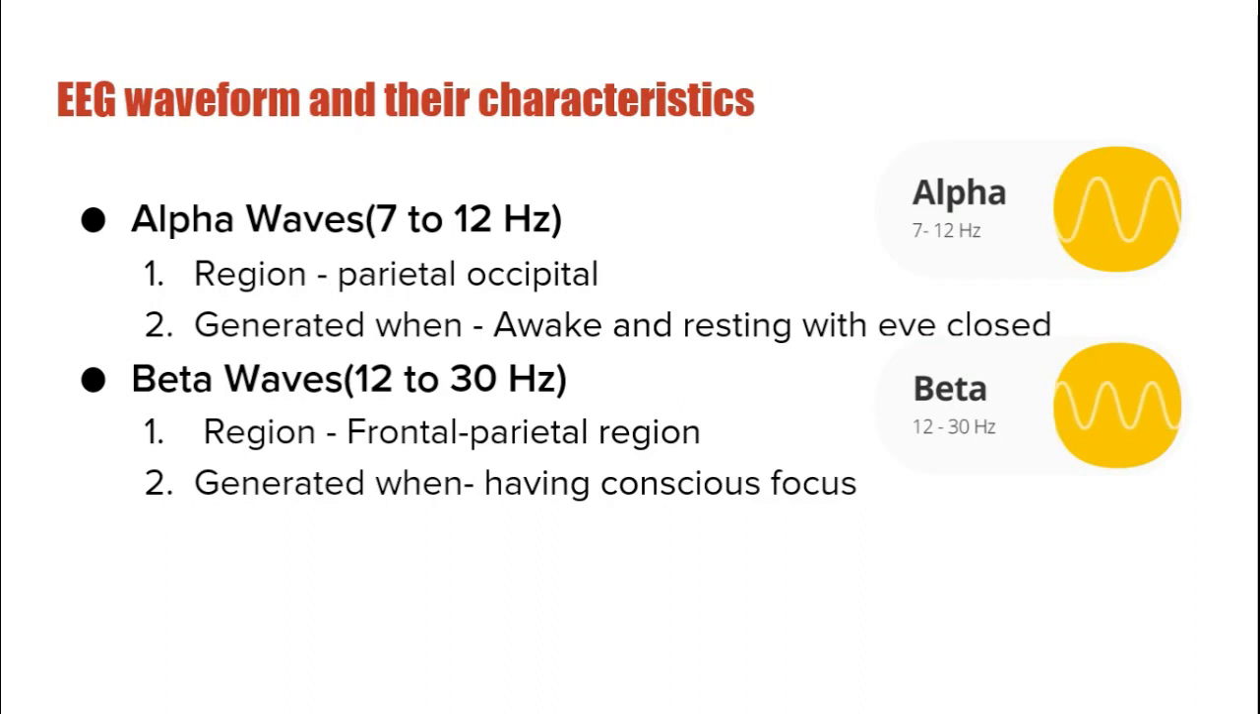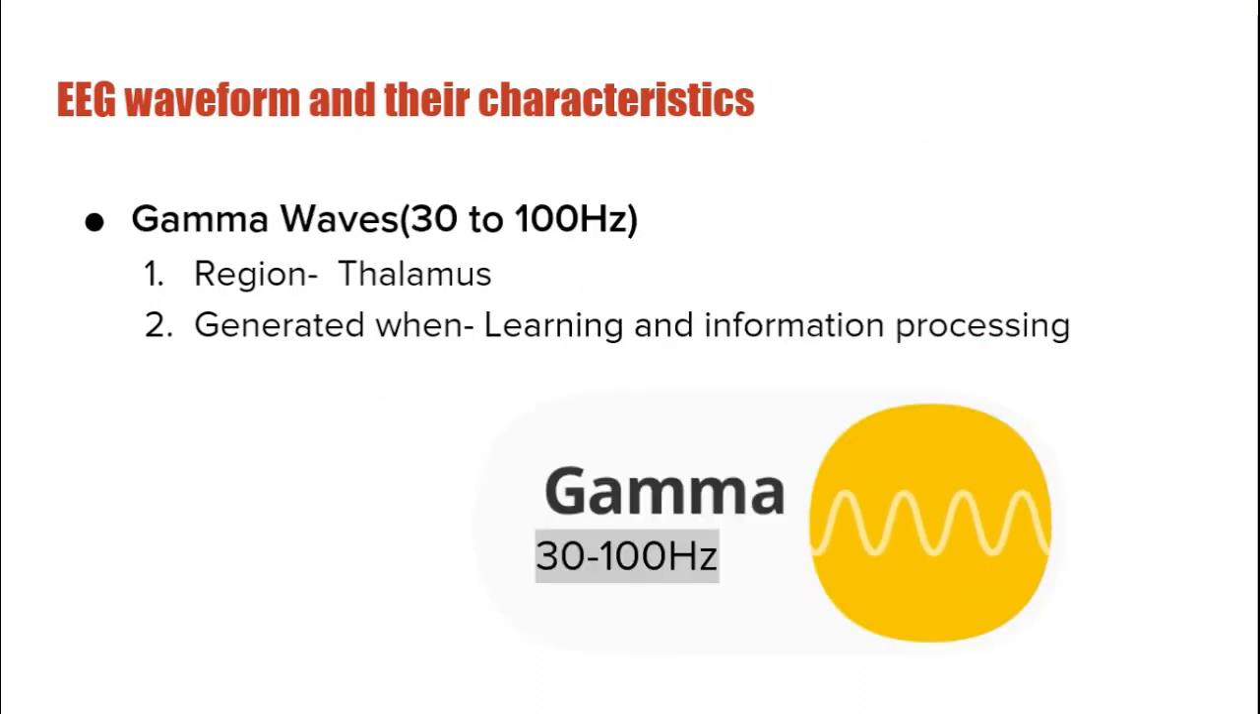Next are beta waves. Their range is from 12 to 30 hertz, generated when we are consciously focusing on something. The last wave ranges from 30 hertz to 100 hertz, which is the gamma wave, and it is generated when we are learning, or when heavy information processing is happening in our brain.